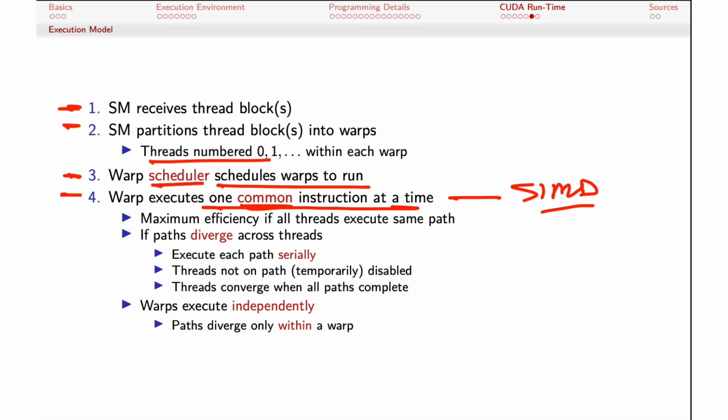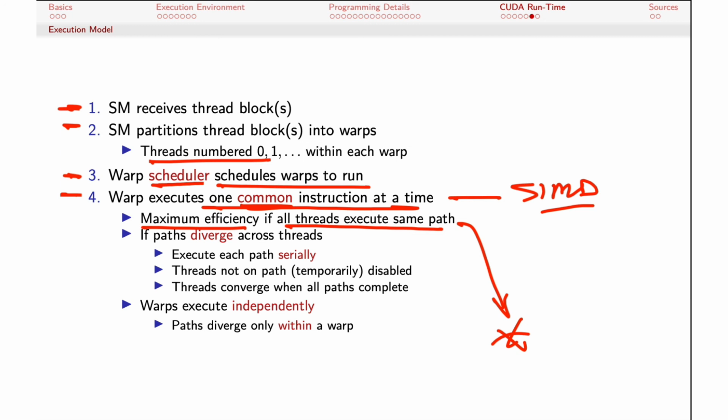So if everybody stays on the common path, we get the maximum efficiency. If all the threads execute exactly the same instructions in the same order, we're going to get the best performance. That is something for you to keep in mind. That's really an important idea when you're trying to get good performance out of a GPU. You want to have all of those threads do the same thing at the same time. That may not always be possible, depending on the algorithm.